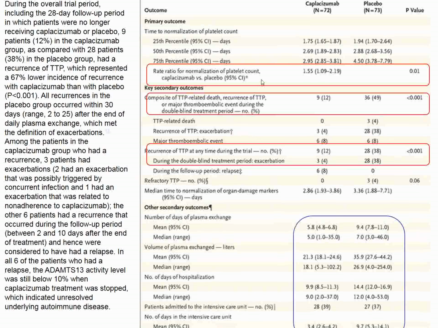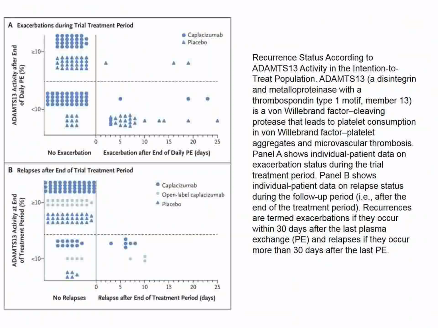Now, if we look at the other endpoints, in other words, not only improvement of the platelet count, but the secondary endpoints, including a composite of TTP-related death, recurrence, or major events, that was significantly less in the antibody-treated group. The recurrence of TTP was also less, and the number of days that plasma exchange had to be performed for clinical reasons was also reduced, and the total volume of plasma that these patients were given was also reduced. The number of days of hospitalization were less. And so it looks like this antibody treatment probably helps people with TTP. Whether or not this has any relevance to HUS, I don't know, but I would think that it might.